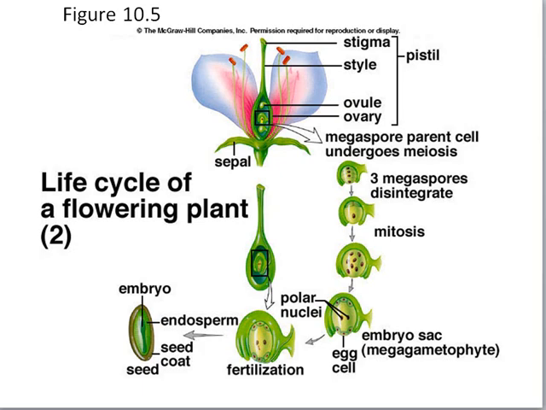In double fertilization, one sperm unites with the egg to form the diploid zygote, which grows into the plant embryo. The second sperm unites with the two polar nuclei to form the triploid endosperm, which serves as a food supply for the embryo until it germinates and begins doing photosynthesis on its own. This ends the information that we'll cover in Chapter 10.